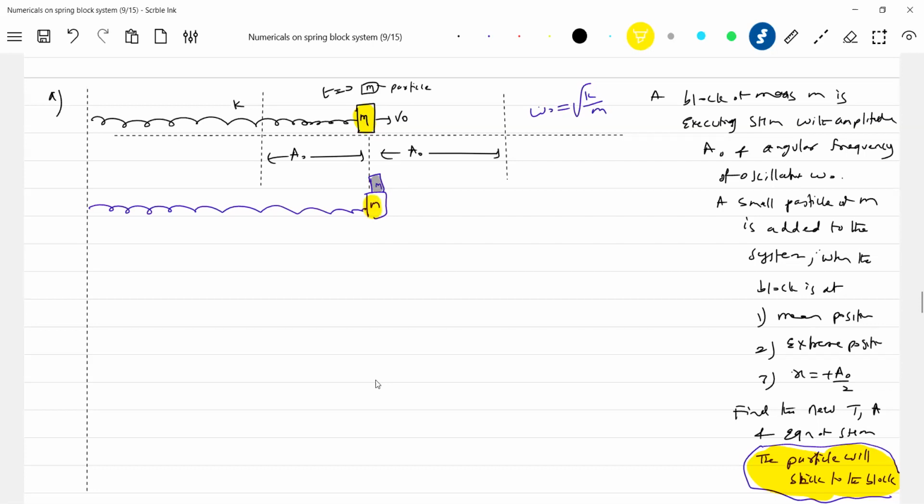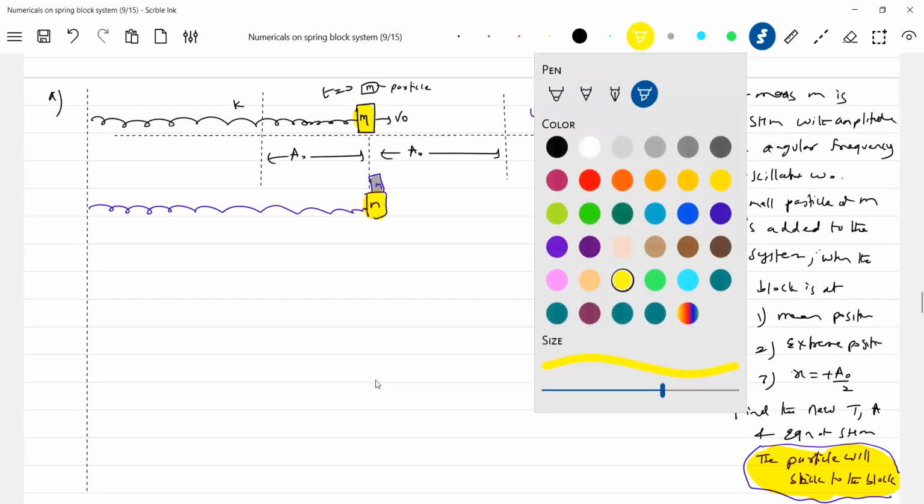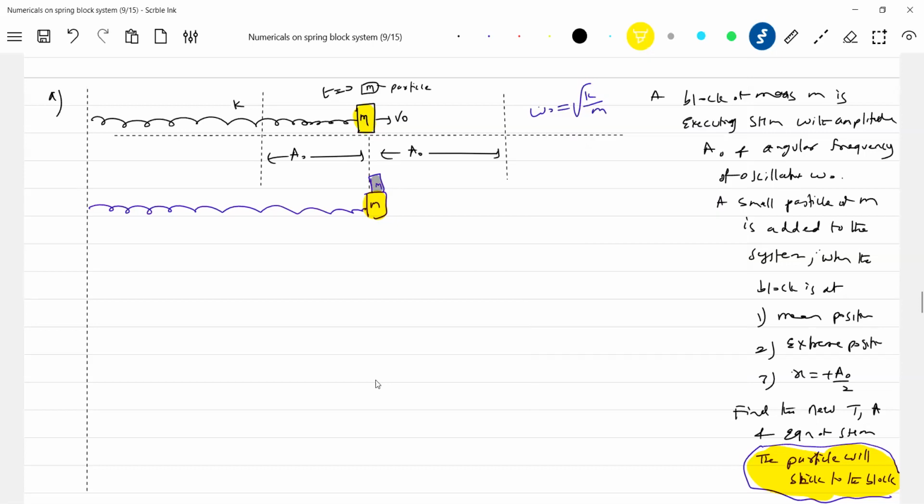Tell me what will happen to the overall mass of the system. It will become 2m, no? So what do you expect the new time period? The new angular frequency omega will be omega naught by root 2, since it is root of K by 2m, and K by m is omega naught. So the time period of oscillations will change.